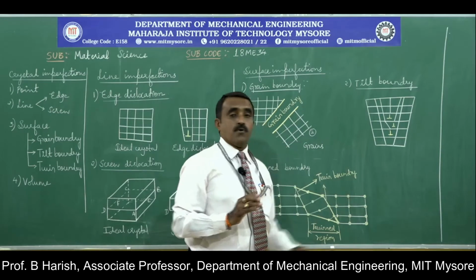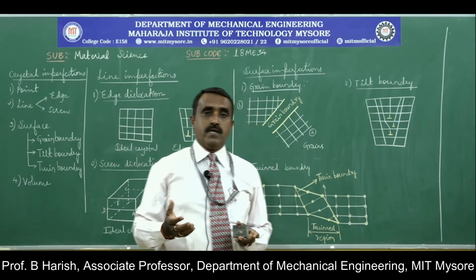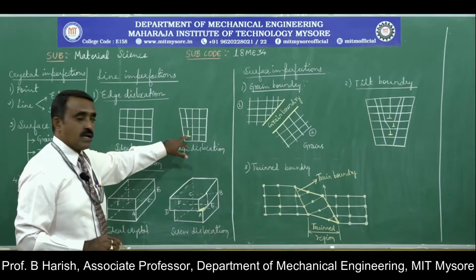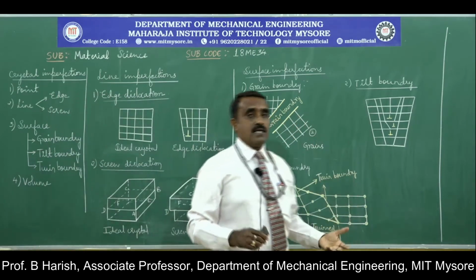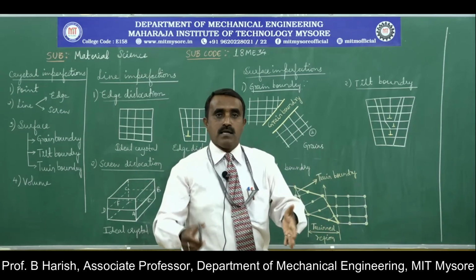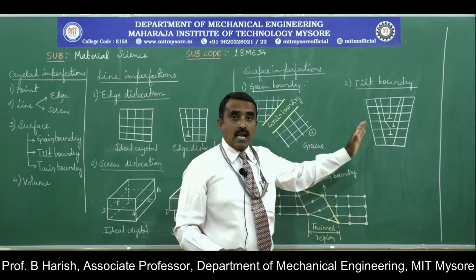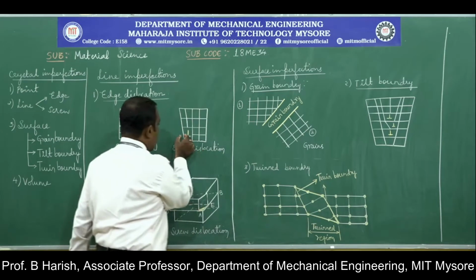Second one is tilt boundary. Tilt boundary is an array of edge dislocations. Here you can see in an edge dislocation, at only one particular point the disturbance is seen. So it is an array. Array is nothing but a group. More than one edge dislocation put together will be a tilt boundary. Here the angle of inclination will be very less. You can see this is the angle of inclination.